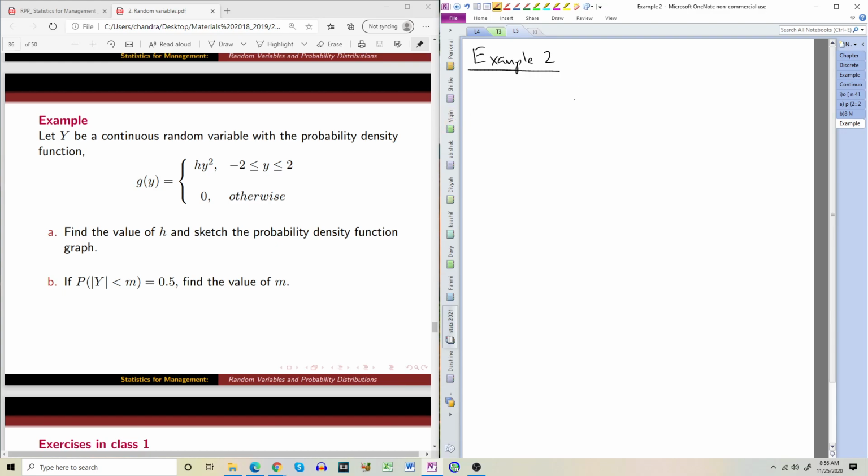If the question gives you, for discrete, a probability distribution function and asks you to find some variable h or k, something like that, one of the hints is the summation is 1. You use this hint to find k.